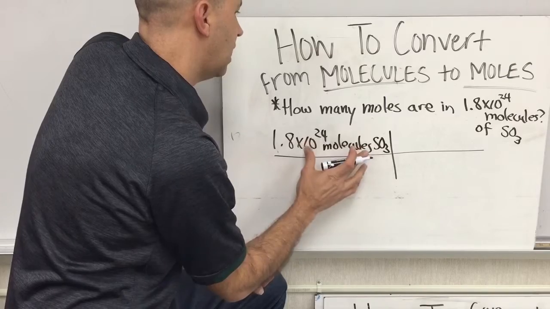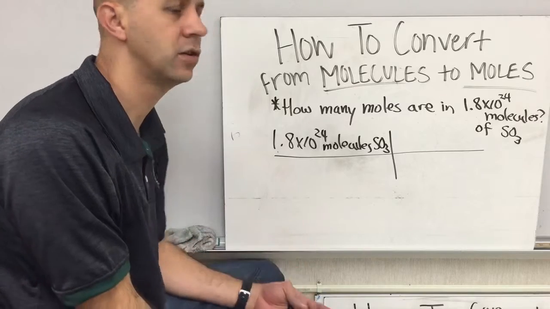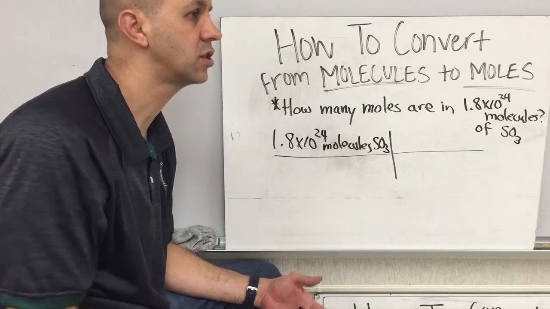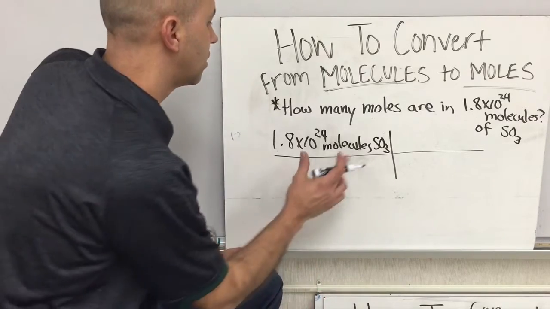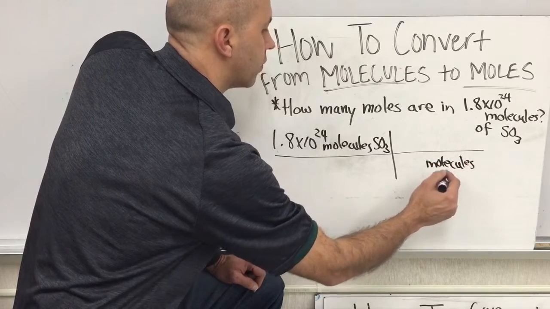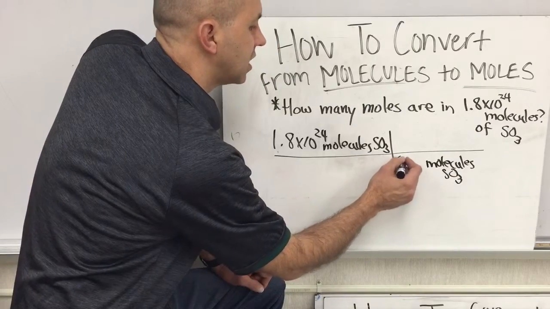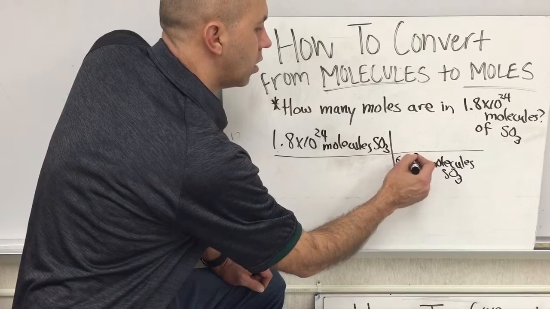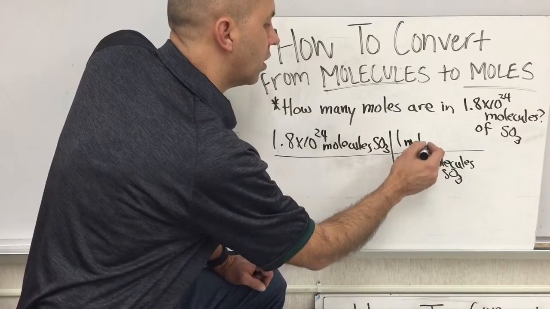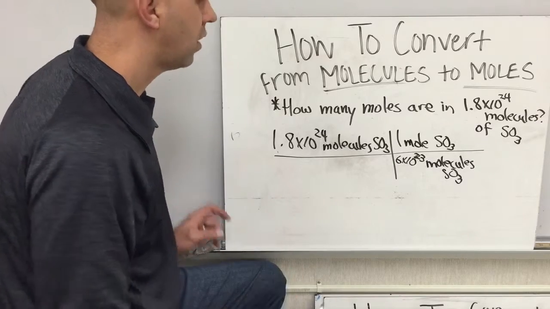And I take this and I ask myself, what do I know about molecules and moles? What's the relationship? Oh yeah, molecules are little things, and they are used in large containers, which we call moles. So I'm going to take molecules and put it down here. And what do I know? I know that there are 6 times 10 to the 23 molecules in 1 mole of SO3. Okay, so now I got this problem.